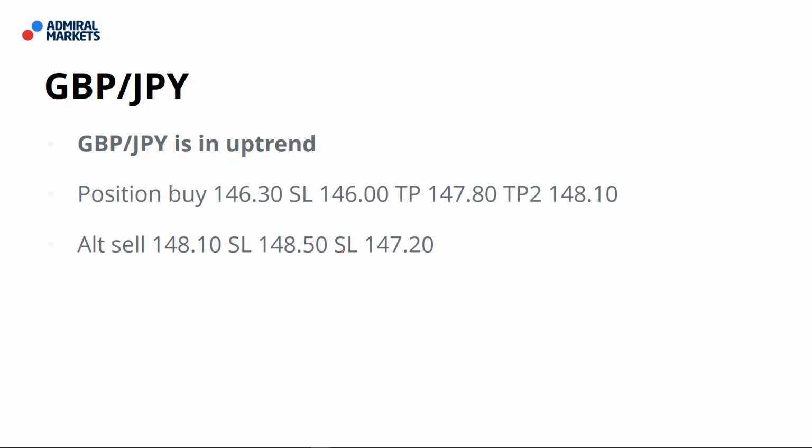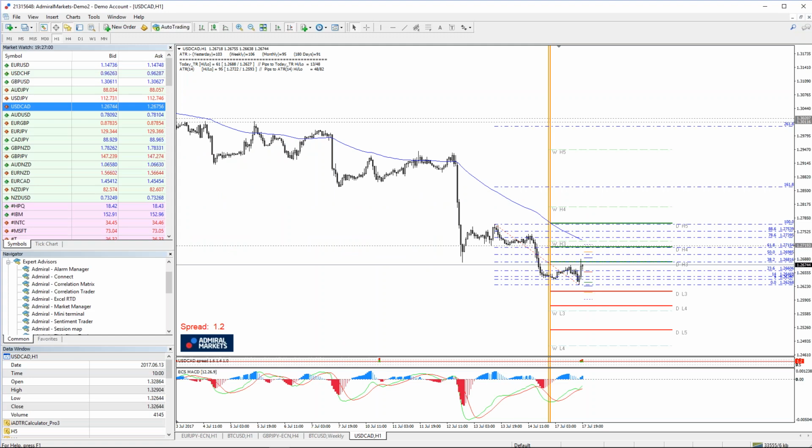Pound yen is in an uptrend. Positional buy 146.30, stop 146.00, TP 147.80, TP2 148.10, alternative sell 148.10, stop 148.50, and again a typo that I will correct afterwards, 147.20. So this is the target price. Okay, let's see the real chart.